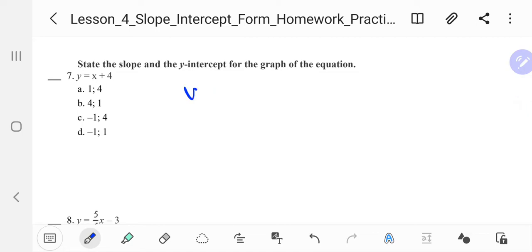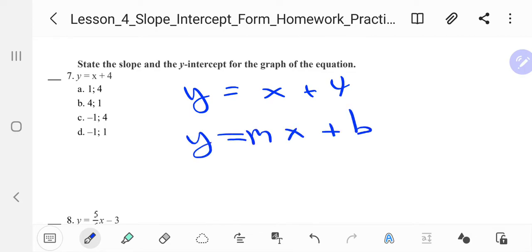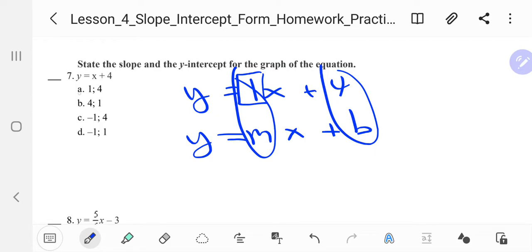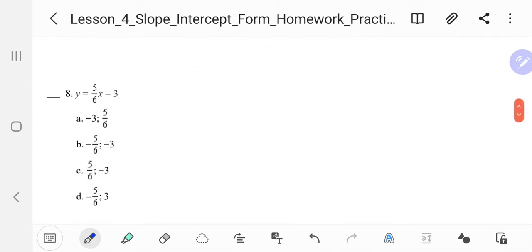Well, in this case, there's nothing in front of the variable. There's no coefficient. So when there's nothing, we say it's a 1. So then we have our slope is 1 and our y-intercept is 4. That would be A.